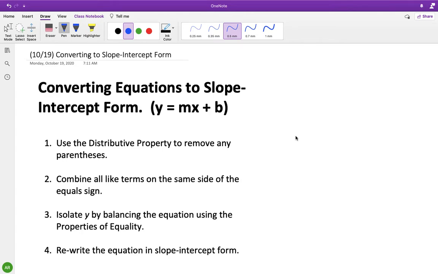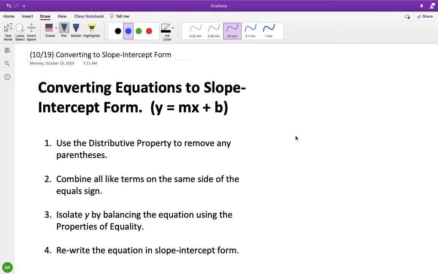Weekend. Today we're going to talk about converting to slope-intercept form. Today we're going to be using free-form notes, so just make sure your heading at the top is correct. Don't worry about setting it up for Cornell notes or any other style. So at the very top of the page, please go ahead and write converting to slope-intercept form.